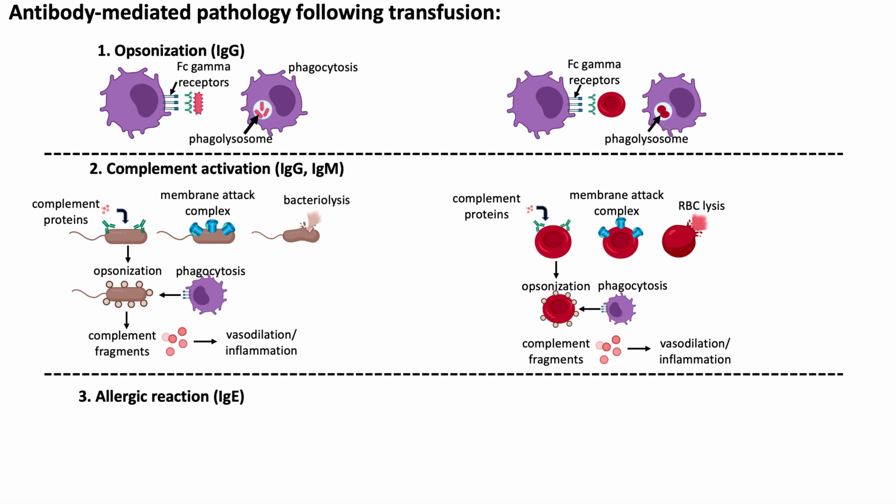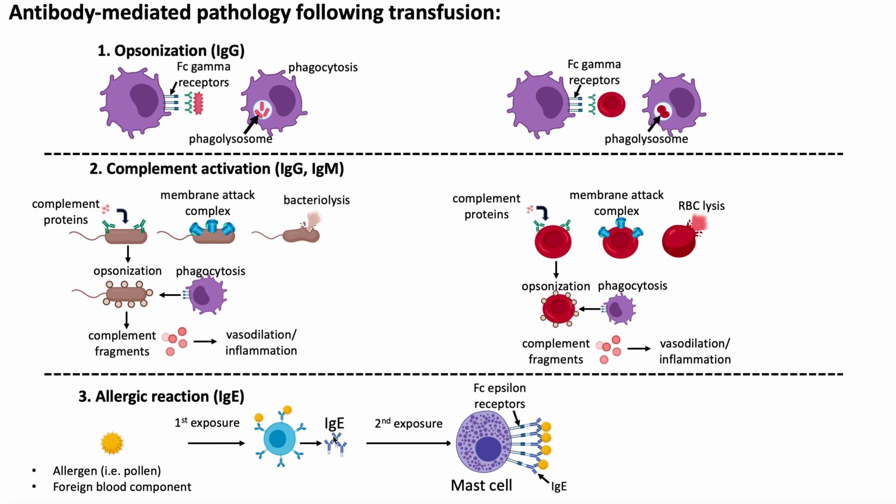The third mechanism is the allergic reaction mediated by IgE. We typically think of allergic reactions as being induced by allergens like pollen, but in some cases allergic reactions can be induced by foreign blood components. So pollens can induce the production of IgE upon a first exposure.